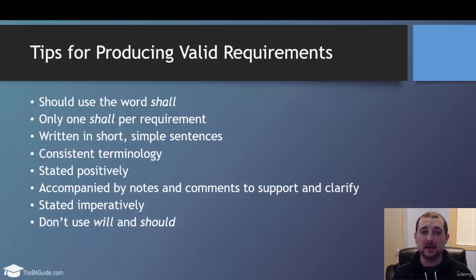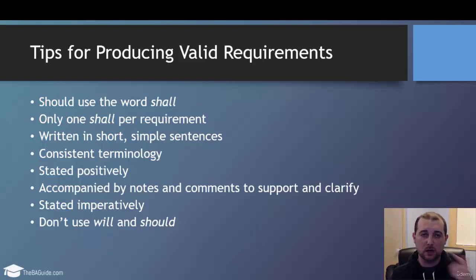But the other piece to that is you only use shall once within the requirement. You don't want to be shall, shall, shall. If you have multiple shalls, that should probably be broken up into multiple requirements because you're stating different facts. You want your requirements to be very short and in simple sentences.